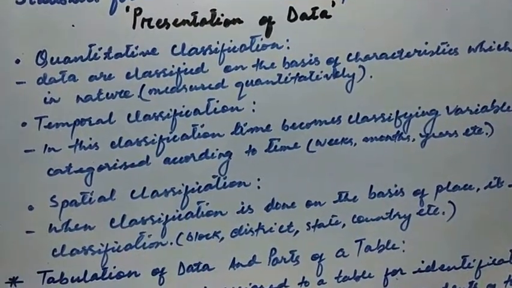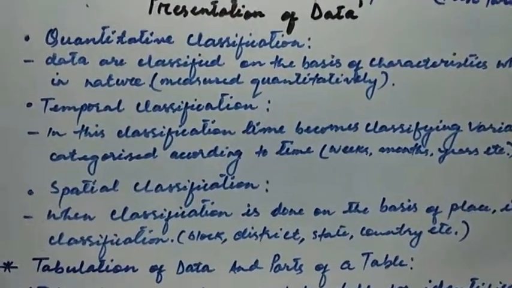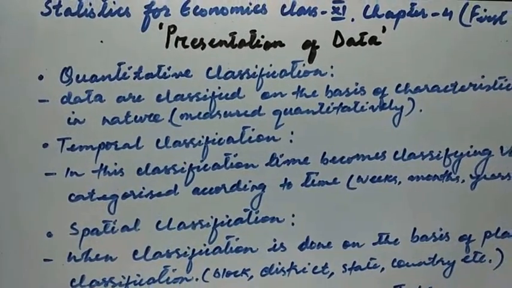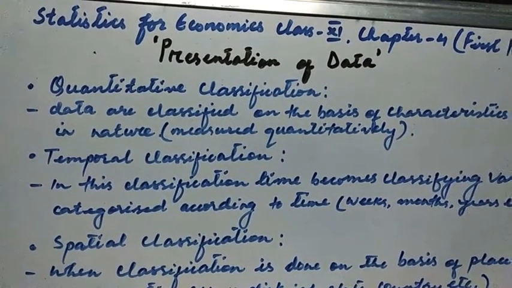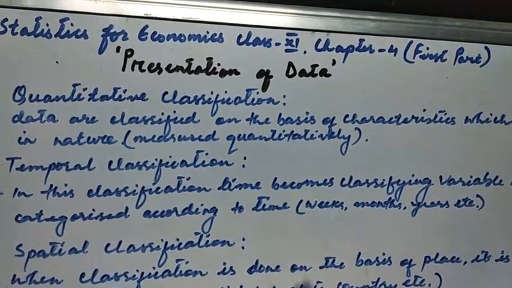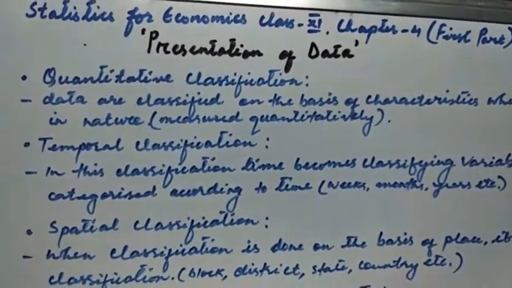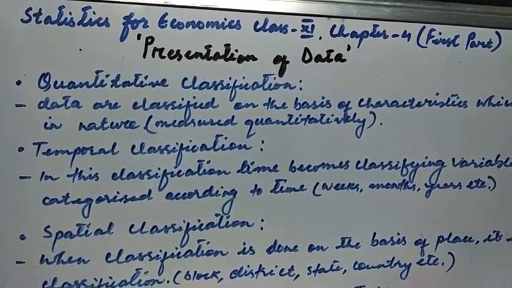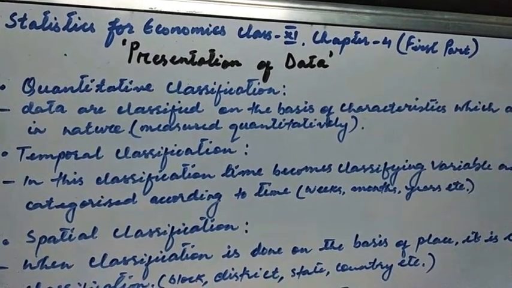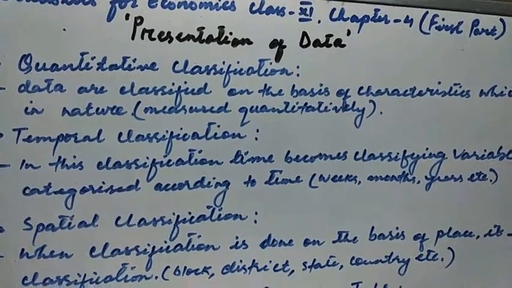The next classification used in tabular presentation is quantitative classification. In quantitative classification, data are classified on the basis of characteristics which are quantitative in nature, which means they can be measured quantitatively.